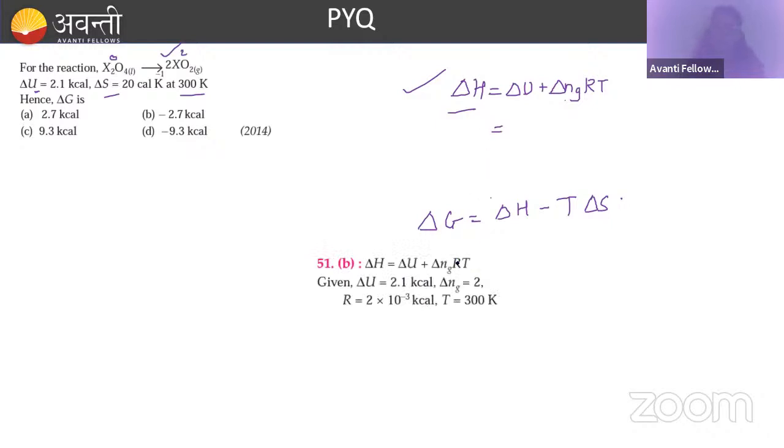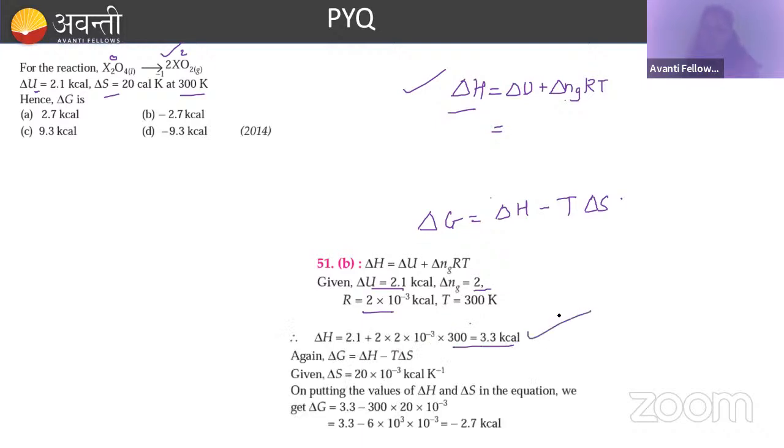So by calculating that, delta U 2.1 है, ठीक है, n_g कितना है? 2 है, R की वैल्यू इतनी है, पुट करो ये सब वैल्यू हमारे फॉर्मूला में, हम लोगों को मिल जाएगा delta H 3.3 किलो कैलोरी. Put that value in this equation of delta G, ठीक है, आप लोगों को मिल जाएगा आंसर किलो कैलोरी में. 3.3 किलो कैलोरी. डेल्टा एस हम लोगों को कैलोरी में दिया था, मैंने उसको भी किलो कैलोरी में कन्वर्ट कर लिया.